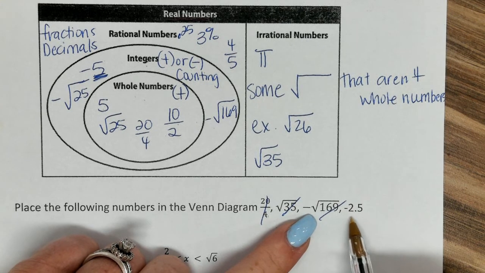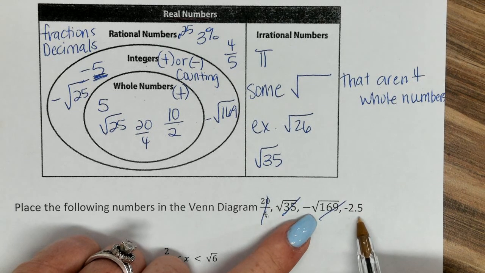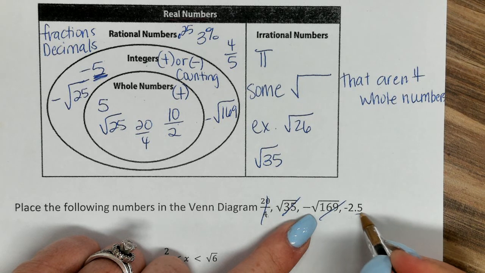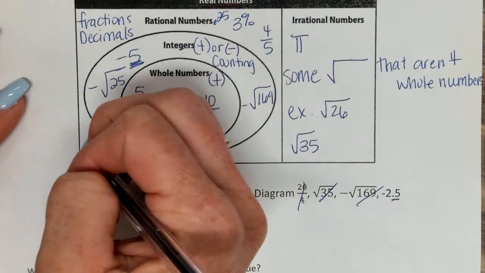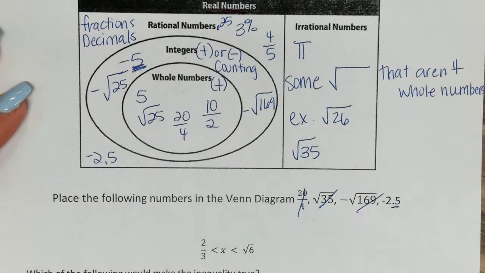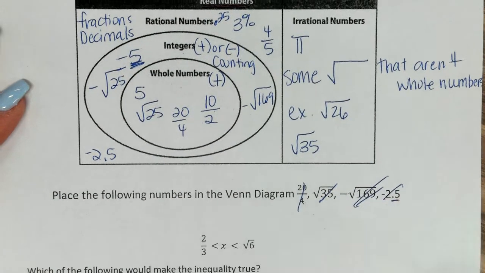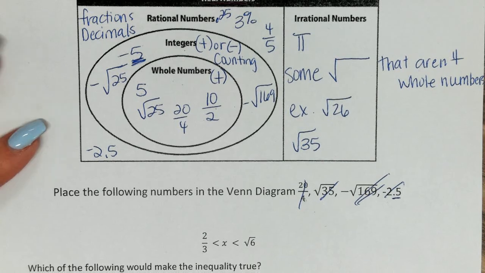And where would negative 2.5 go? Please don't say integer. Because can we put decimals in integers? No. So what is it? It's just rational. It's just rational. All right, do y'all have a better understanding of that?